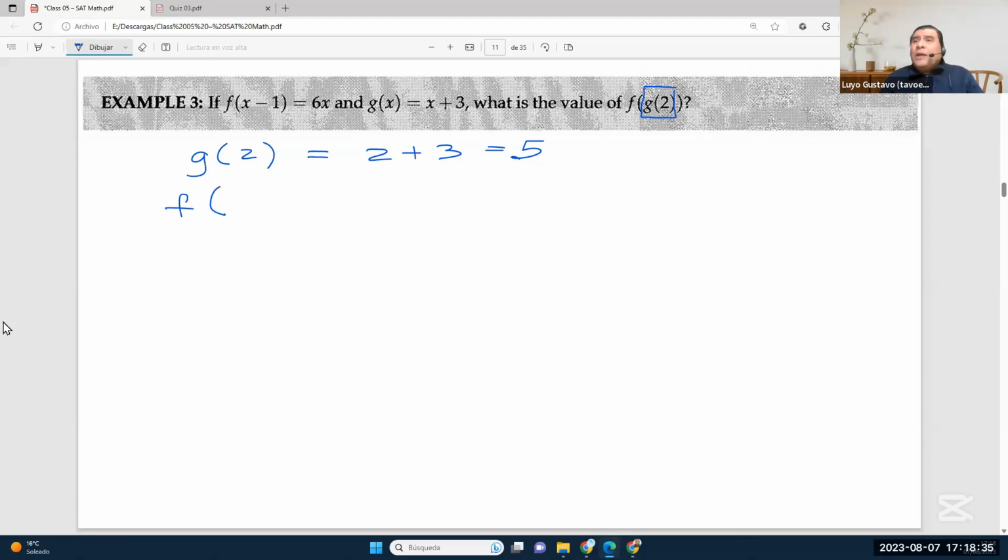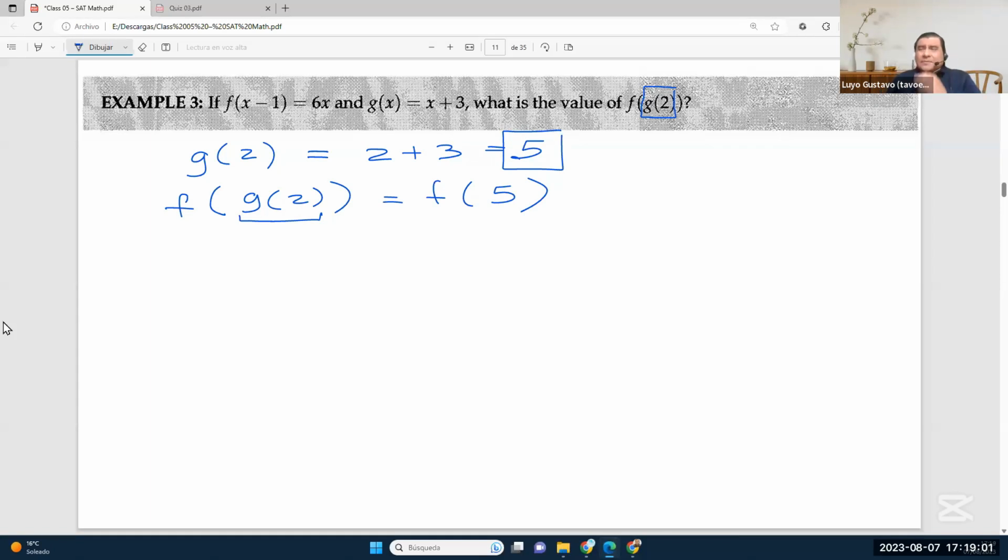So now the original expression in the question would be f of g of 2. But what is g of 2? g of 2 equals 5. So now this expression, f of g of 2, would actually be f of 5, because g of 2 equals 5. See? Okay. If g of 2 equals 5, we have to find what is f of 5.